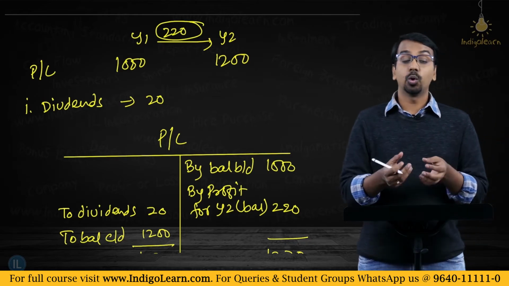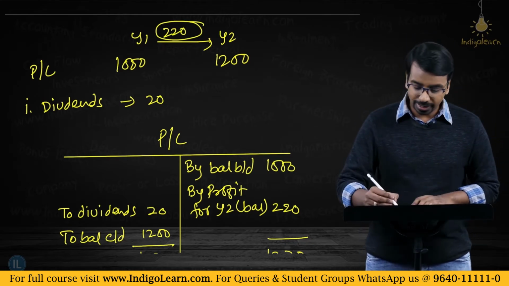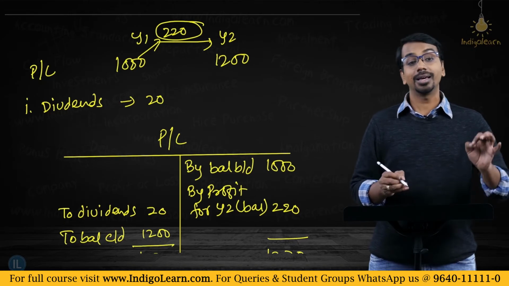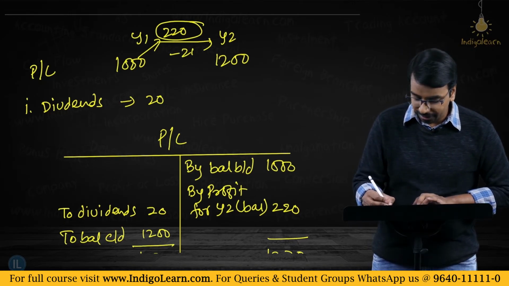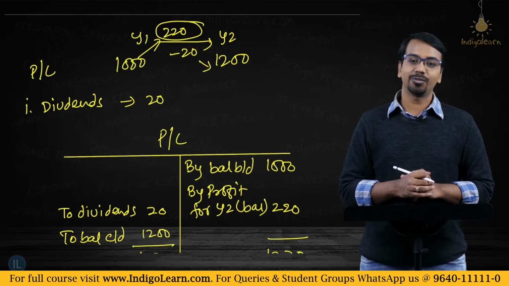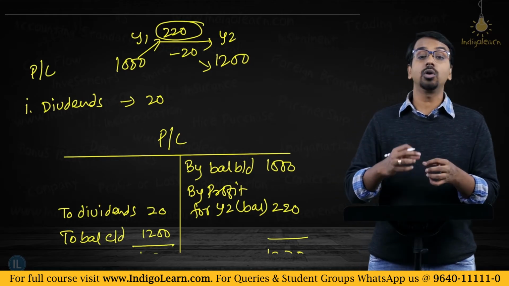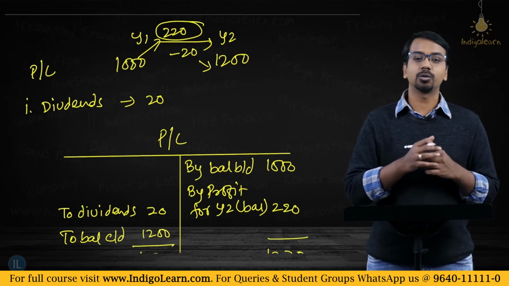What does this mean? Opening balance was 1000. To that the company added 220 as their profit. From this they paid 20 as dividend. So they got a closing balance of 1200. So like this you will need to extract information from the question.